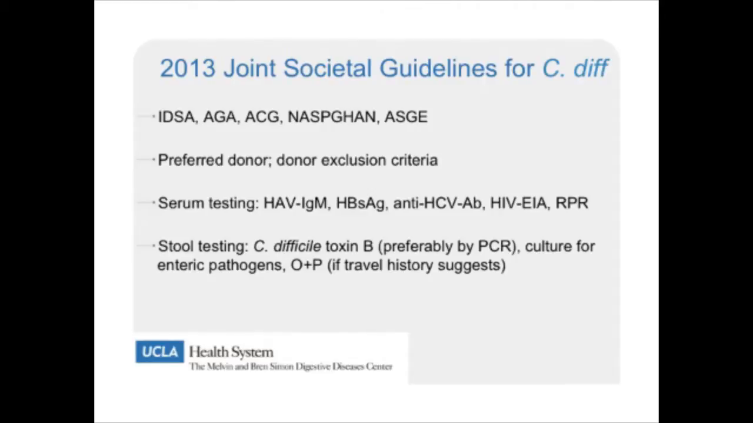Essentially, the serologic testing is conducted to rule out bloodborne pathogens, and stool testing is conducted to rule out other pathogens that are relevant to the clinical condition. So of course, Clostridium difficile infection, and if a patient has had a recent travel history, potentially ova and parasite as well. So FMT has essentially been successful for recurrent C. difficile infection, and the treatment has been conducted in various locations.